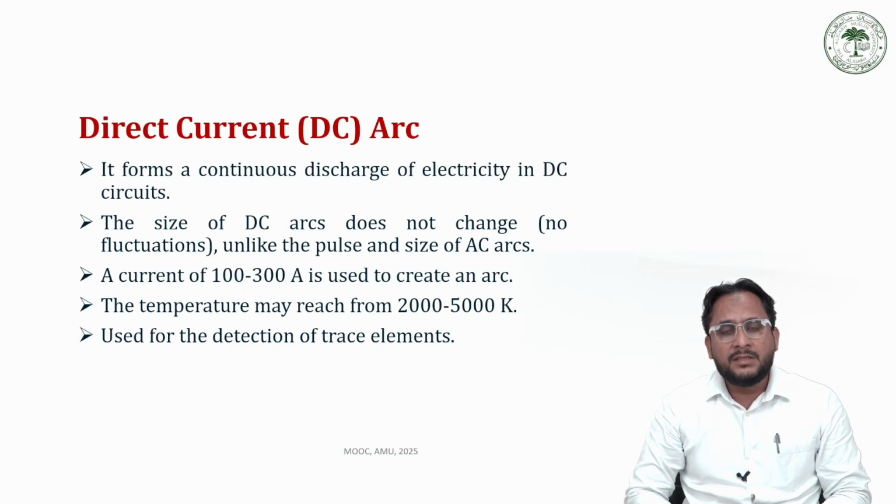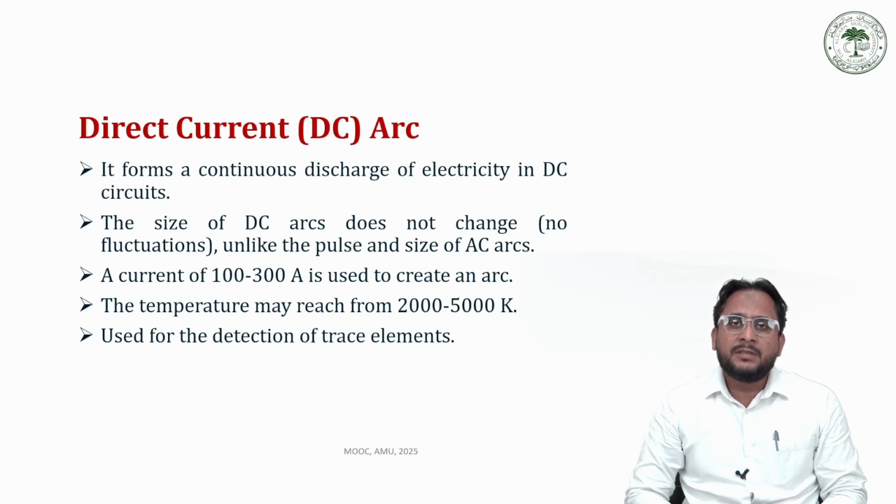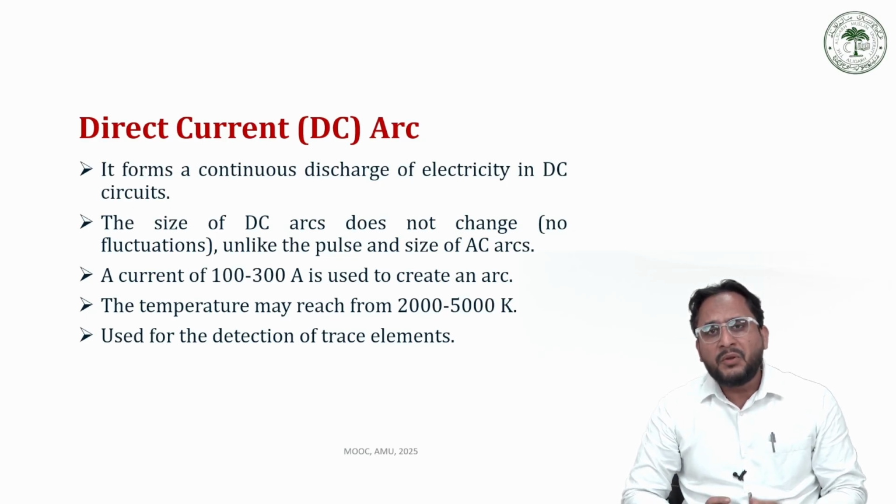The next is our DC arc. A DC arc, or direct current arc, is again a continuous discharge of electricity by using a direct current source, a direct current circuit. If we compare an AC arc with a DC arc, both have their own advantages and disadvantages. Although both AC and DC arc require a continuous supply of energy, because they have to discharge the electricity for a longer period, they have differences as well.